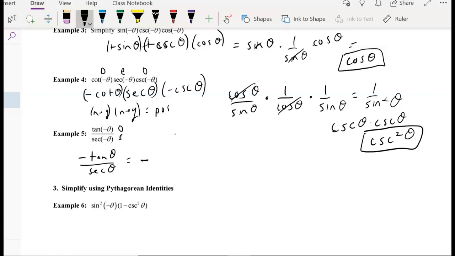and the tangent is the sine over the cosine. And then the secant is 1 over the cosine. And the cosines cancel. You can just do it this way, by the way. You don't have to flip it and multiply it as long as you have the same denominator. So we just get negative sine of theta over 1, or negative sine of theta.